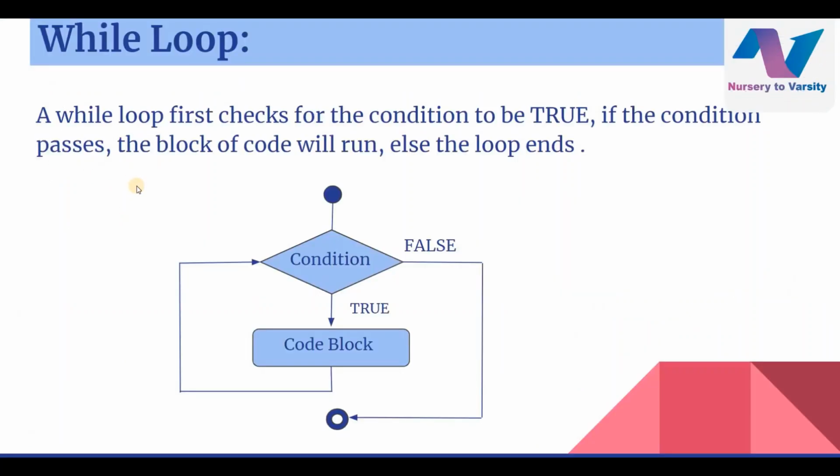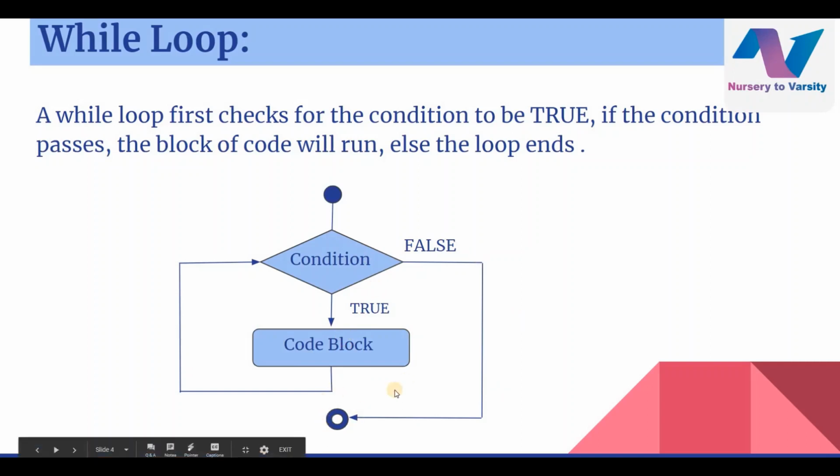Okay. Now coming to the while loop. A while loop first checks for the condition to be true. If the condition passes, the block of code will run, else the loop ends. So we have a condition to test. If our condition is true, it will run the block of code, and if it's false, then it will go to the end of the loop, right?